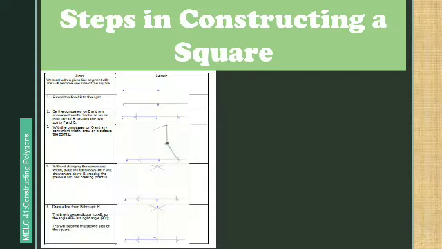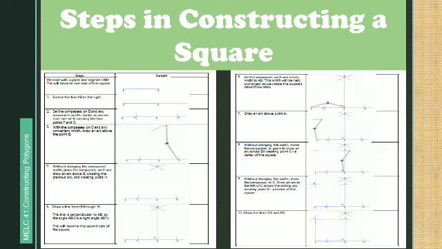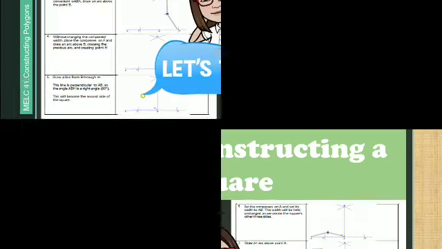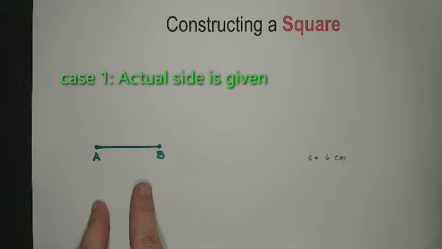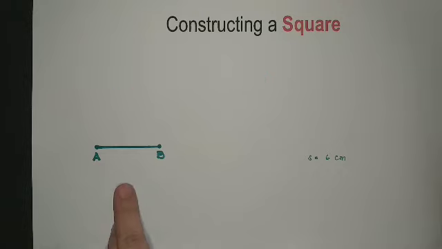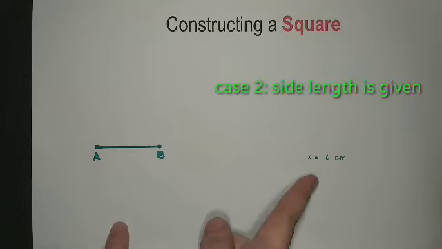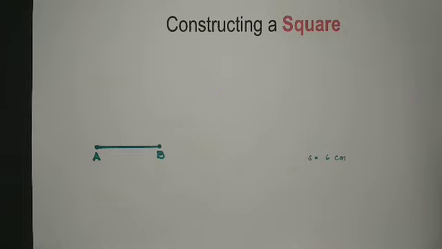To construct a square, we have to perform these 10 steps. So, let's try it. We will use two cases here in constructing a square. The first one is when the actual side is given, and the other one is when the measurement is given. So, let's do it.